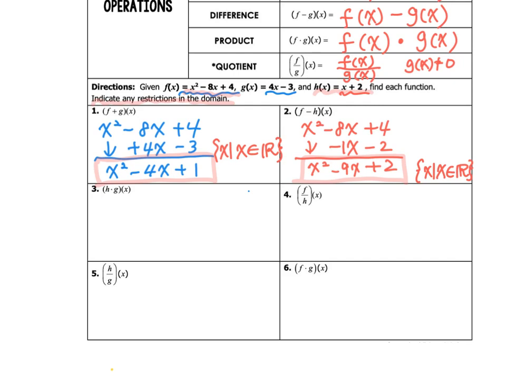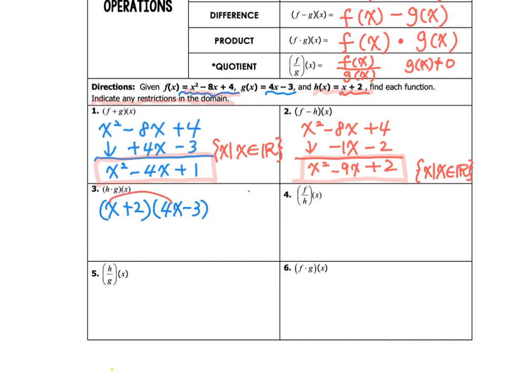And let's move on to number 3, which is multiplication. So we have h of x, which is x plus 2, times g of x, 4x minus 3. So you can use the method of FOIL, or you can do the box. I know some of you learned how to do the box. Let me just try this by distributing using FOIL.